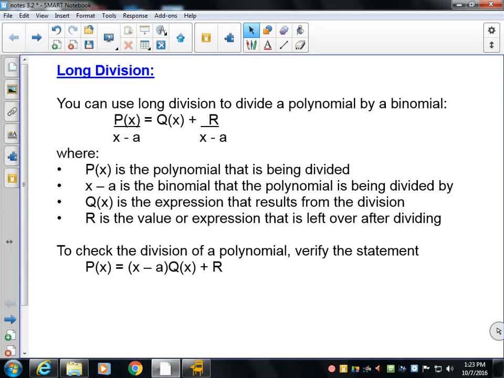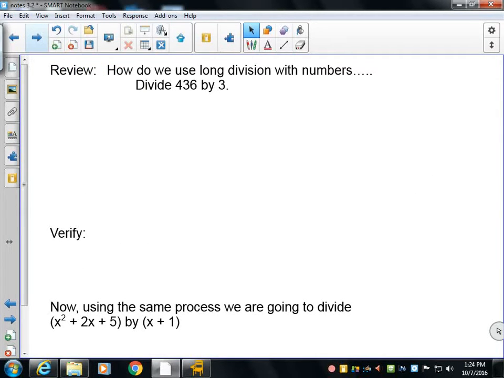Guess what? You're going to be asked to factor things that are greater than x squared. X cubed, x fourth, x to the fifth. That's what we're doing, polynomials. Okay, so we're going to go back to long division. Now, I know you guys have done long division before, or I think you have done long division before. So we're going to go back old school. Okay.